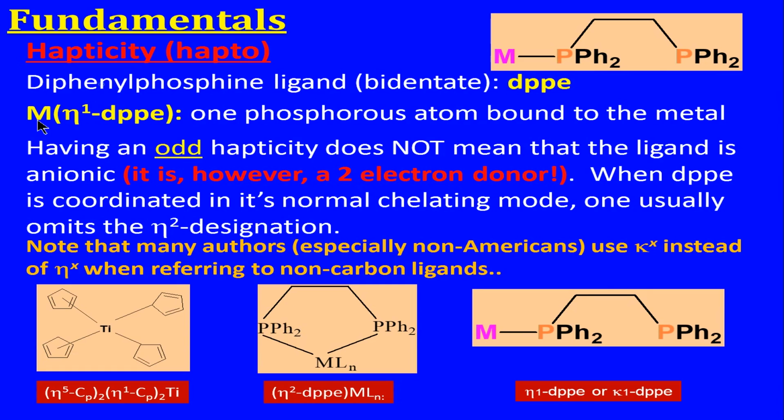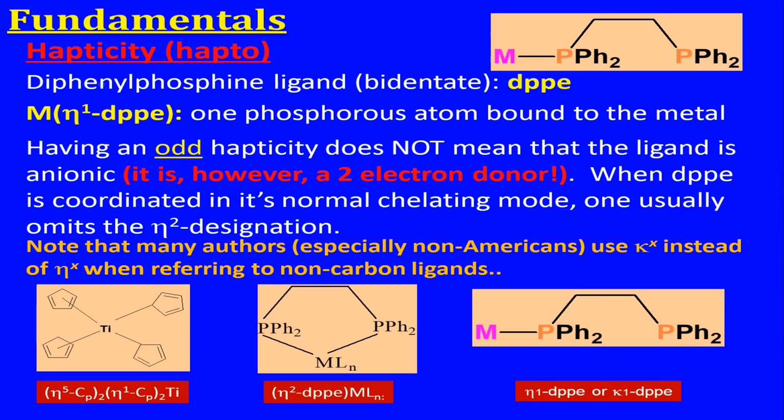M-phosphine in this case is M-hap1 DPPE, since it's bound to one phosphorus atom. One phosphorus atom bound to the metal. So having a node hapticity in the non-carbon ligands of pi system does not mean that the ligand is anionic.